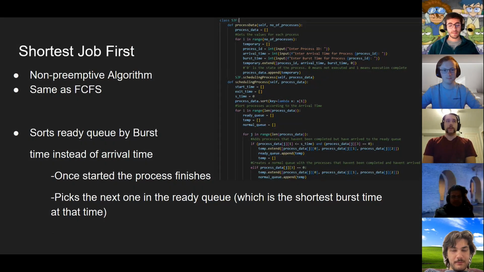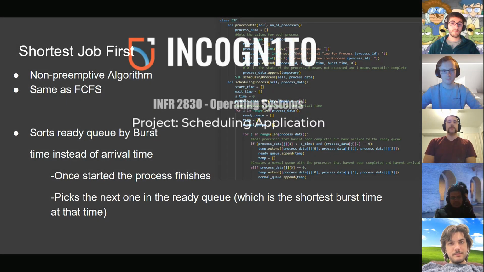For the shortest job first, or SJF, it is also a non-preemptive algorithm, and it is very similar to the first come, first serve algorithm. The only difference is that instead of sorting by the arrival time, it sorts by the burst time. In other words, it'll take the process in the ready queue that has the smallest burst time so that it will finish before any of the other ones. Just like first come, first serve, it also uses the same tiebreaker.